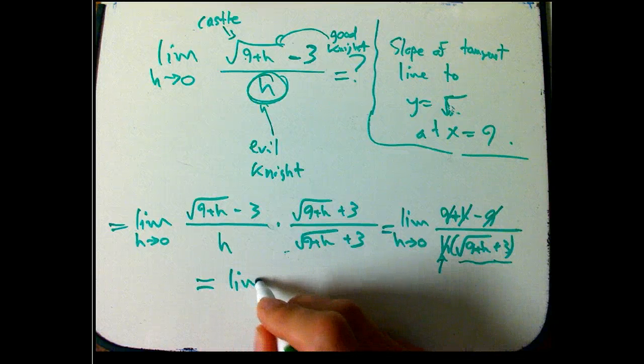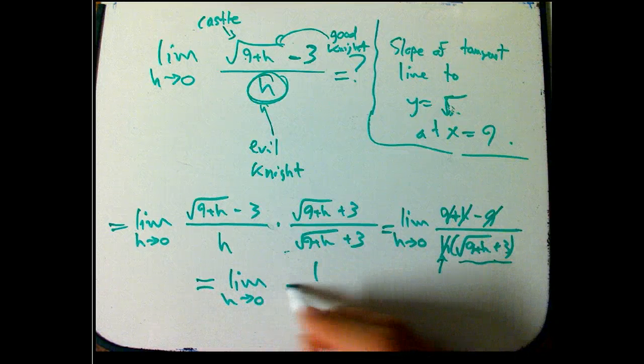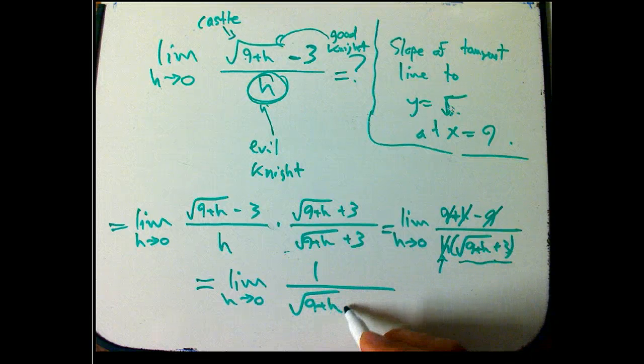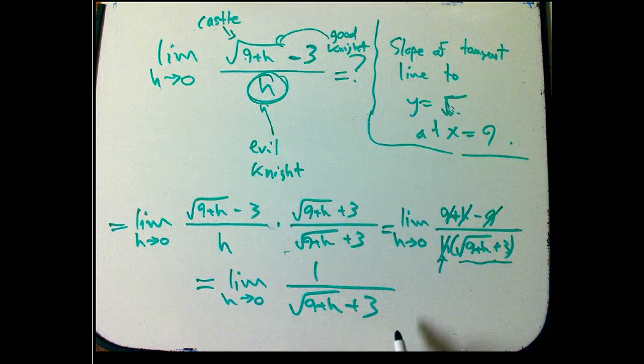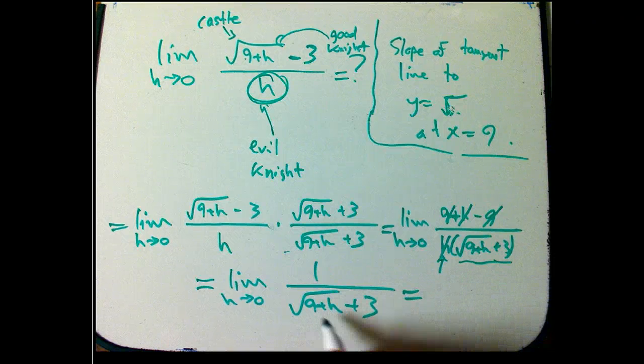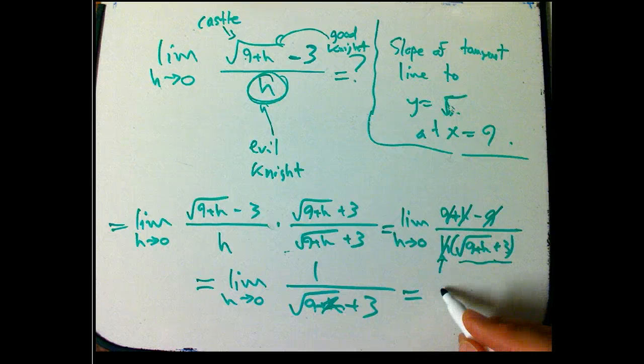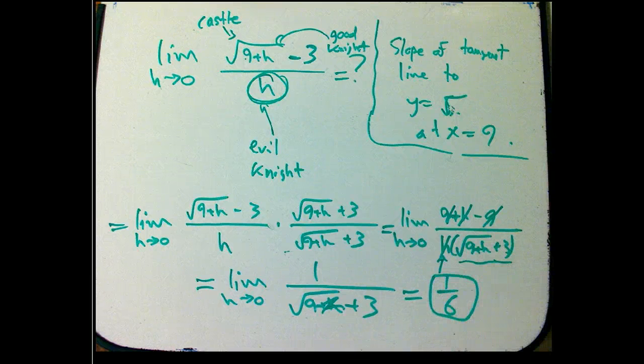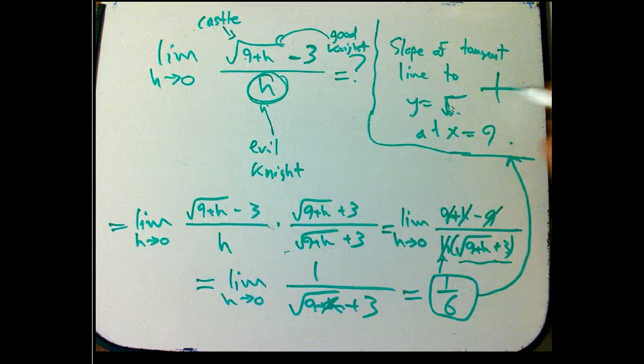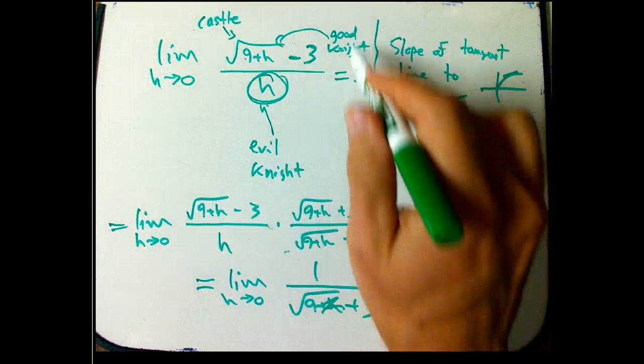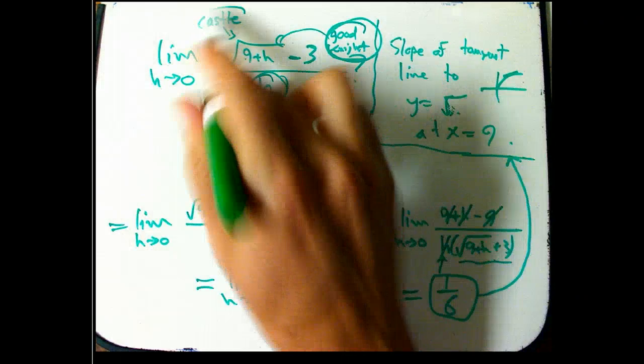And so now we've got a 1 on the top, and there's nothing going to 0 on the bottom. This guy, because of the plus sign, doesn't go to 0. You can plug in h equals 0, no problem. Square root of 9 is 3. 1 over 3 plus 3 is 1/6, and that's the answer. And it turns out, if you connect that to tangent lines and stuff, that's the slope of the square root function at x equals 9. A very, very important kind of calculation, and done thanks to the good knight and letting him escape the castle.